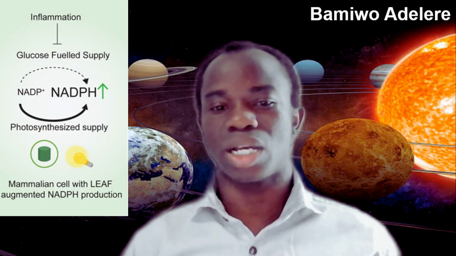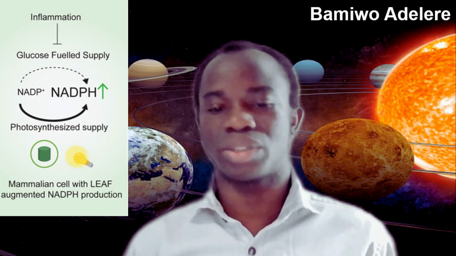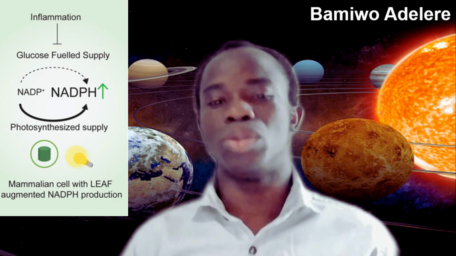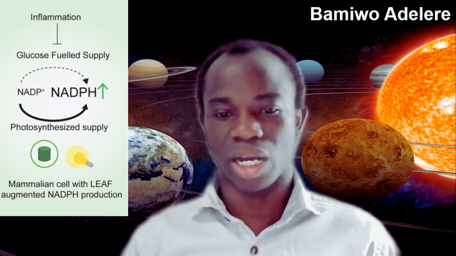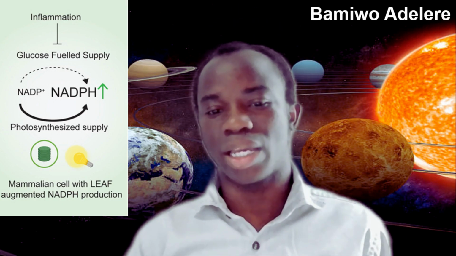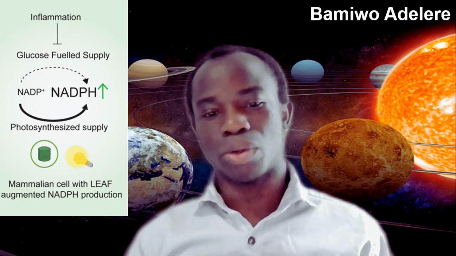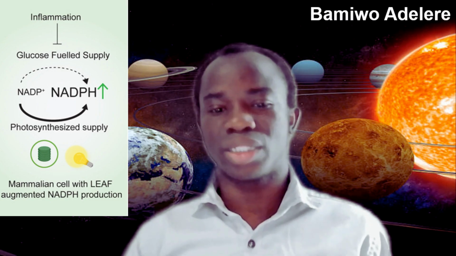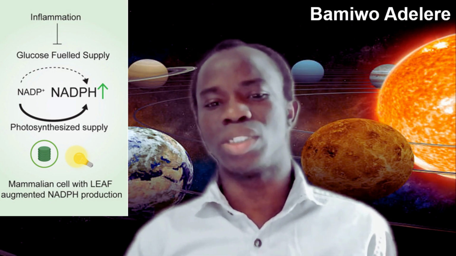So the idea is that if this light dependent reaction in photosynthesis could be transplanted into mammalian hives, then it could be a way to solve the problem of high inflammatory diseases. So in this work, they tried this experiment using thylakoid nanoparticles, and the experiment worked.